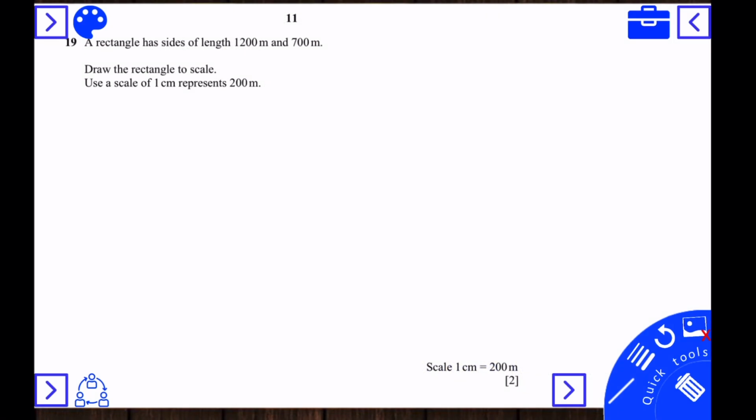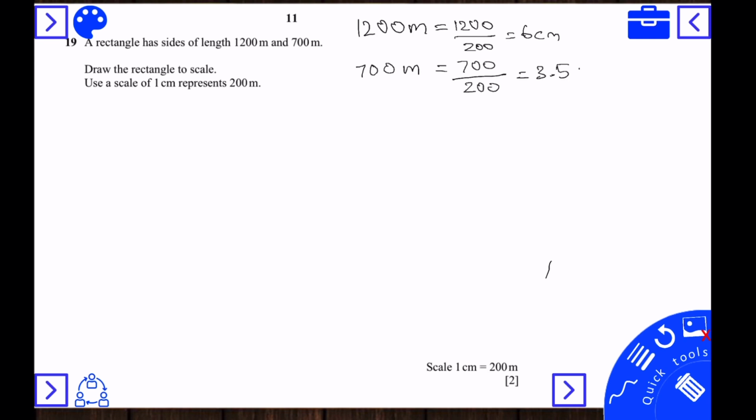So let's look at the geometry question which we left out. Question 19. A rectangular size of length 1200 meters and 700 meters. Draw the rectangle to scale. Use a scale of 1 centimeter represents 200 meters. So first let's change the 1200 meters and 700 meters into centimeters using the scale. 1200 meters is equal to 1200 divided by 200, which is equal to 6 centimeters on the scale. And then 700 meters will be equal to 700 by 200, which is equal to 3.5 centimeters in the scale.